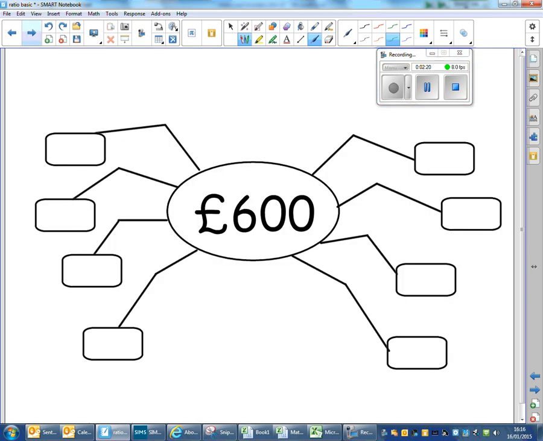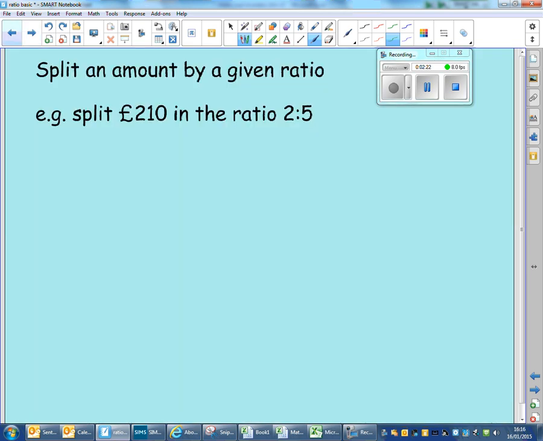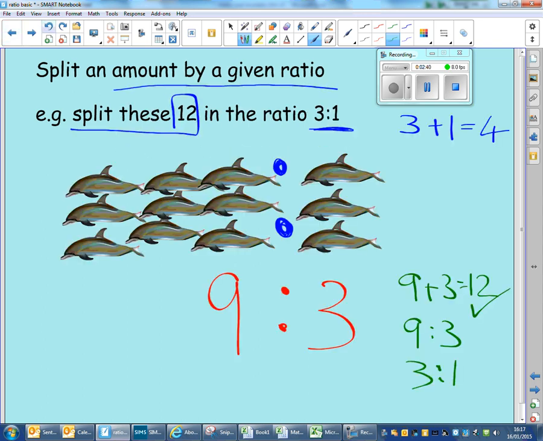The next question asks us this one just here. Split an amount by a given ratio. Split £210 in the ratio 2:5. And what we could do here is we could draw out 210 coins, but that would take us a long time indeed. So we won't bother doing that.